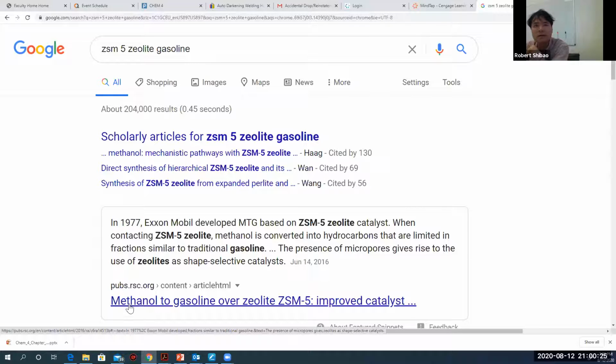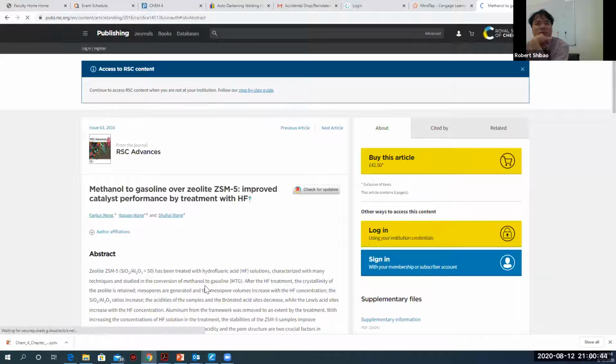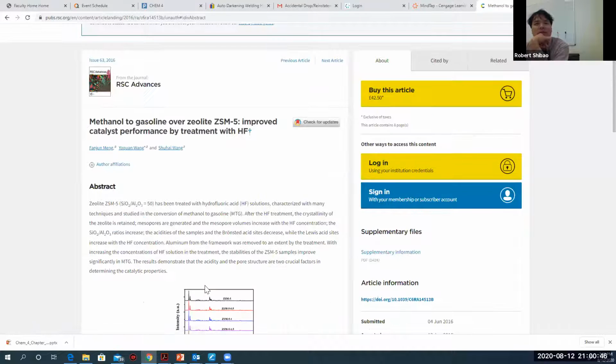Methanol you can generate by fermenting wood. This is called wood alcohol. And so you could use wood alcohol and convert it to gasoline. This was in 1977, but they don't really make that much. Methanol is not so cheap. Methanol is kind of pricey.